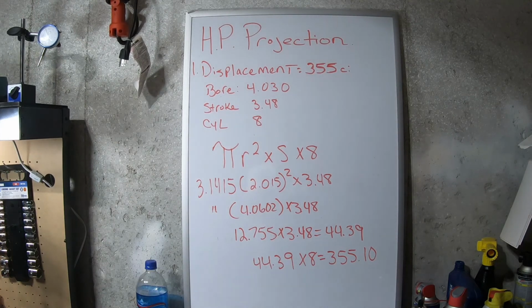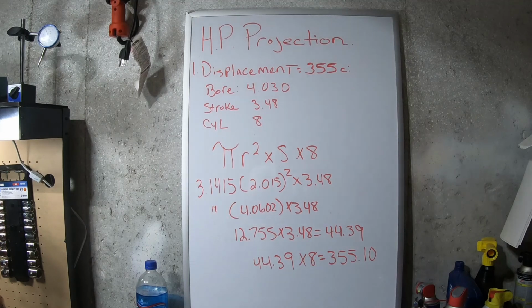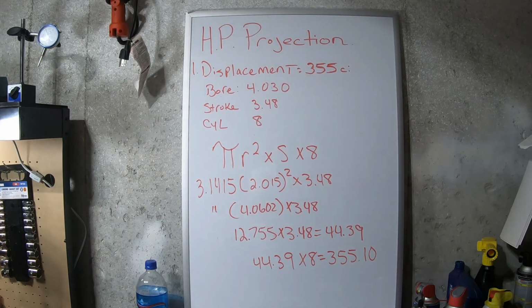Each cylinder is displacing 44.39 cubic inches. Now we have 8 cylinders, so you multiply that by 8, and that gives you your displacement, 355.10 inches. That makes this a 355 Chevy. Pretty simple math, and the formulas are available online. Probably should have learned this in 8th grade geometry, and I probably did, but that was like 40 some years ago, so I had to look it up again.